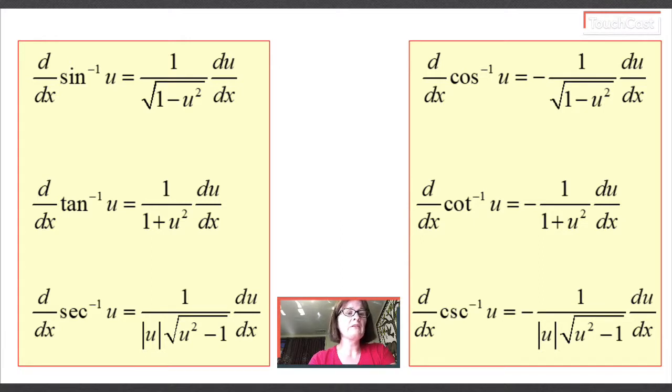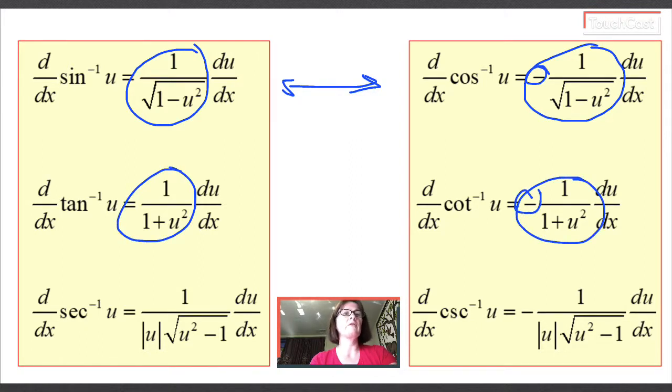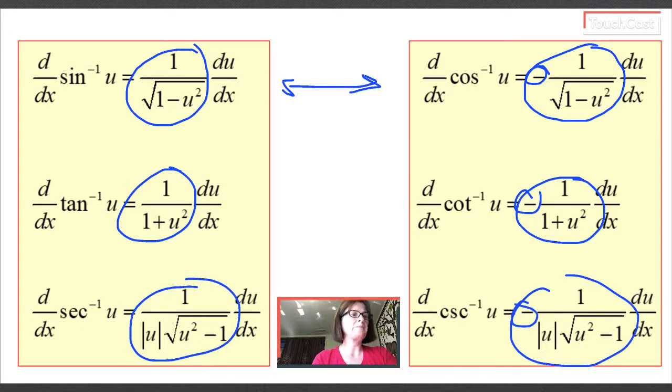So let me just point out to you as you memorize them, because you will memorize them. This chart is organized by cofunctions. So sine and cosine are cofunctions, tangent and cotangent, secant and cosecant. And if you look at the derivatives for cofunctions, notice the only difference between these 2 derivatives is the negative sign in the cofunction. These derivatives are the same except for the negative in the cofunction.